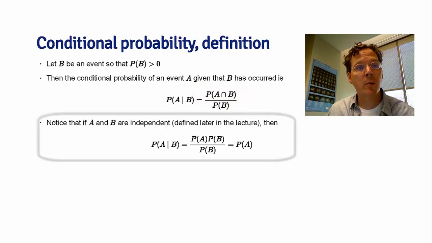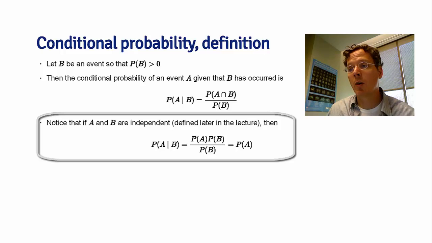And we haven't talked about independence yet, but in the event that A and B are unrelated, or so-called statistically independent, which we'll define later, then the probability of A given B works out to just be the probability of A. So the new information that B has occurred has given you no information about the probability law governing the event A.